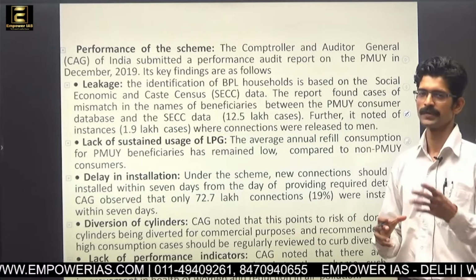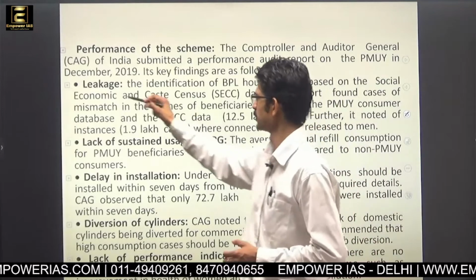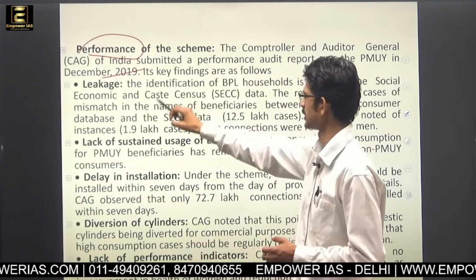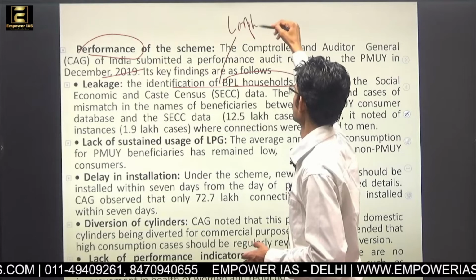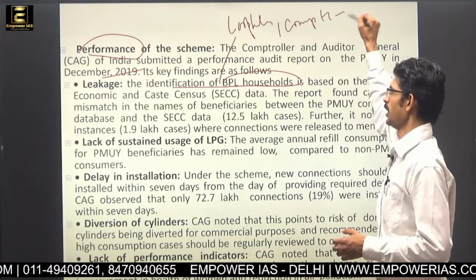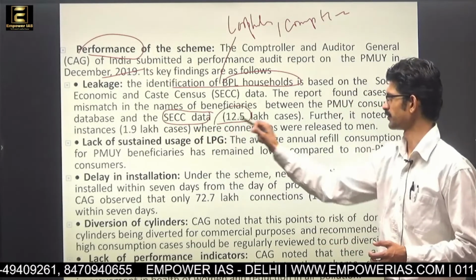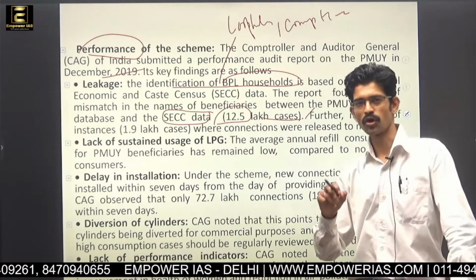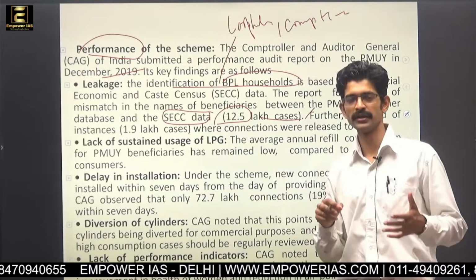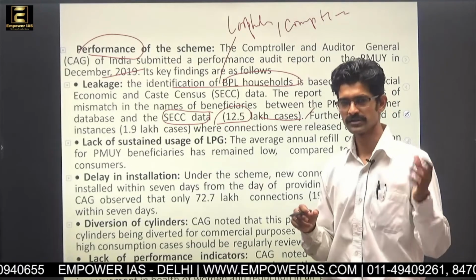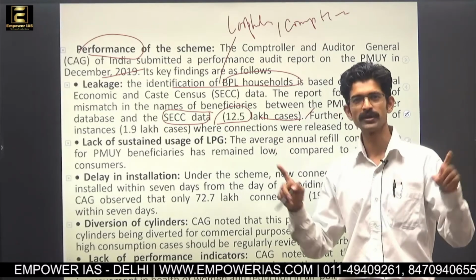Now, how far is the performance of this scheme, as audited by the Comptroller and Auditor General of India, CAG? The report, which came in 2019, shows that there is leakage in the BPL household connections. So there are loopholes and corrupt practices, which are contained through SECC data. SECC data shows 12.5 lakh cases. When we talk about the Socio-Economic Caste Census, friends, the data shows how far the issues of Ujjwala are being transmitted to the different households which are poverty-ridden and socially and economically backward castes.